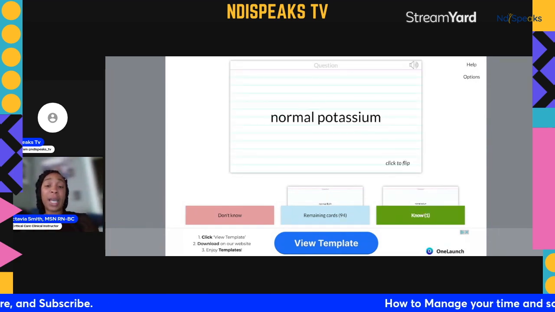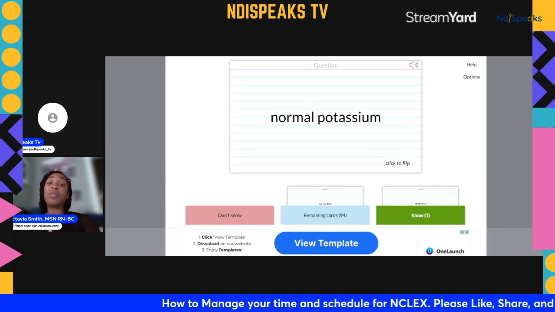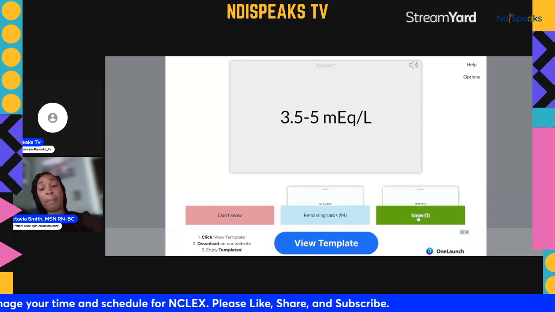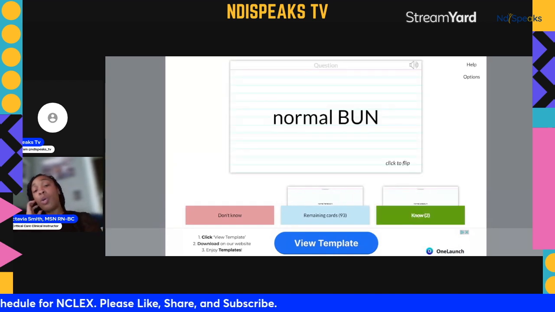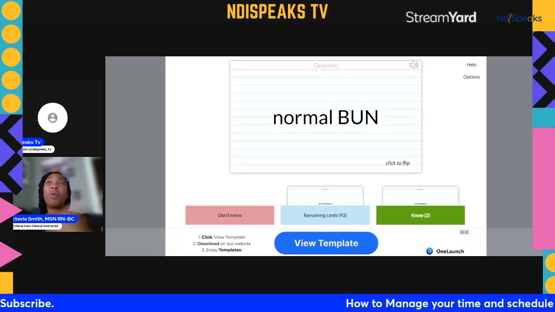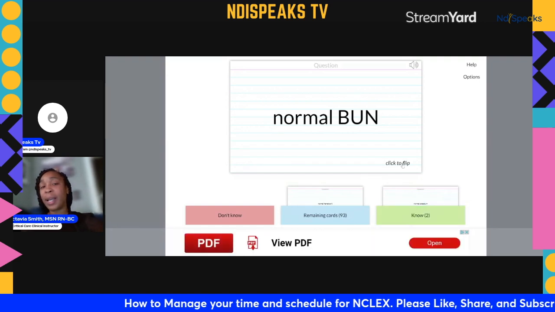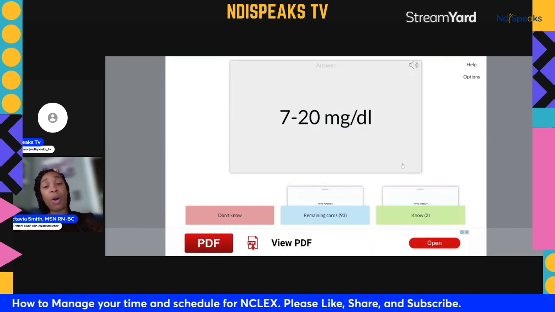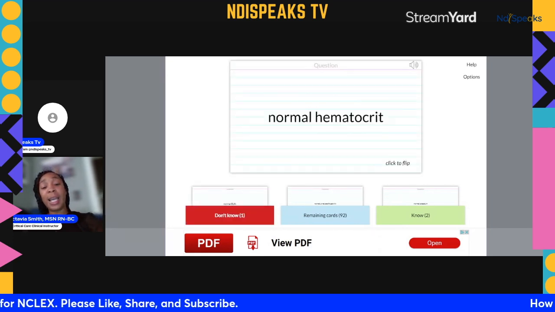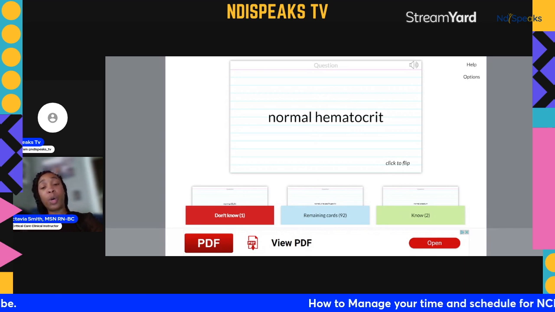What's normal potassium? So normal potassium is 3.5 to 5. That's what I think it is. I'm going to click to flip to see if that is correct, and then I'm going to drop it down to know. What's a normal BUN? I think it's 0.1 to 0.25. I'm not sure. I'm going to click to flip to see if my answer is correct. Nope, I'm wrong. So I'm going to put that in don't know. So when I go back to study again, it's going to bring up all the stuff that I didn't know, or the ones that I wasn't sure of.